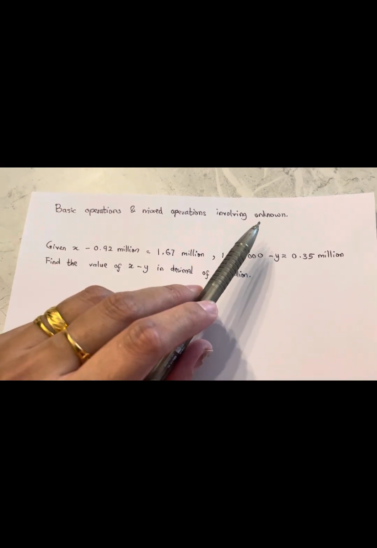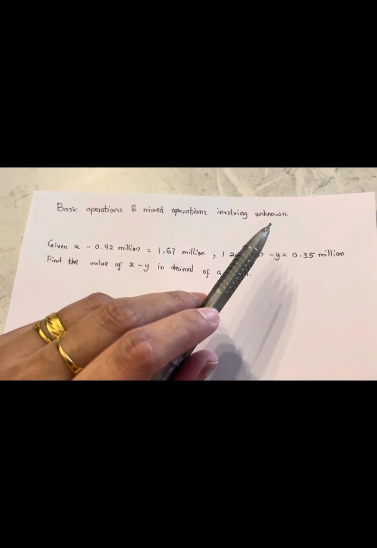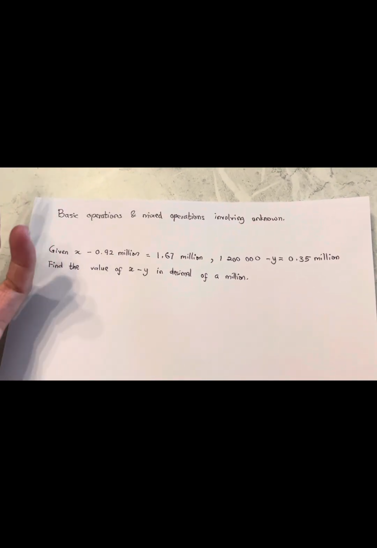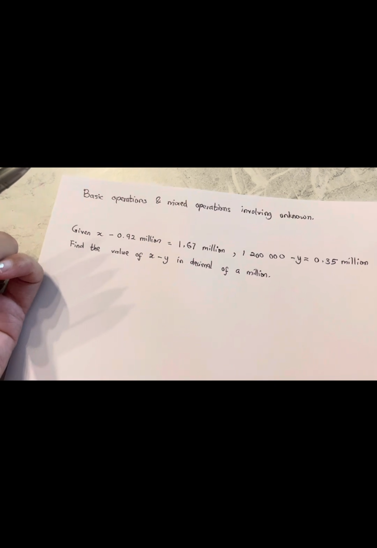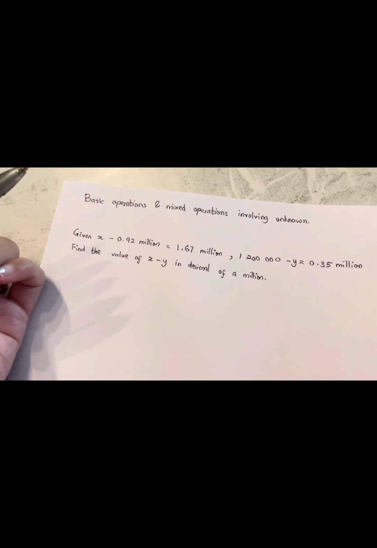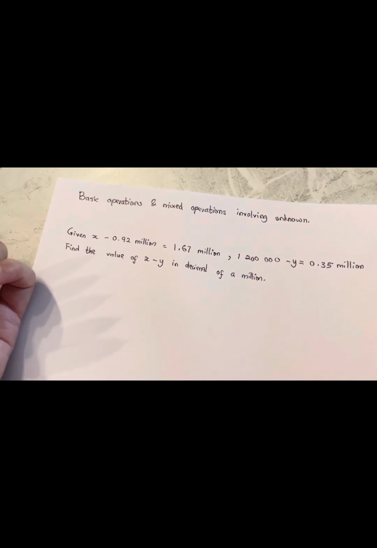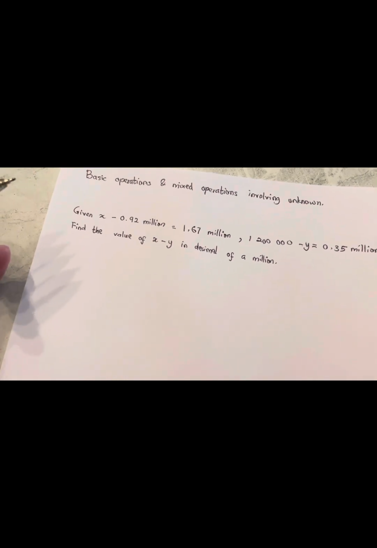So today we are going to learn about basic operation and mixed operation involving unknown. So what is unknown? Unknown is something that we don't know the value. We don't have the value. So in mathematics, we represent the unknown with alphabets such as A, B, C, X, Y, Z, like that. Okay, so let's see the first question.